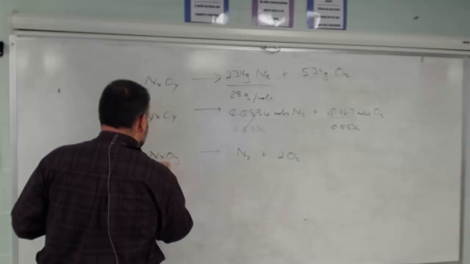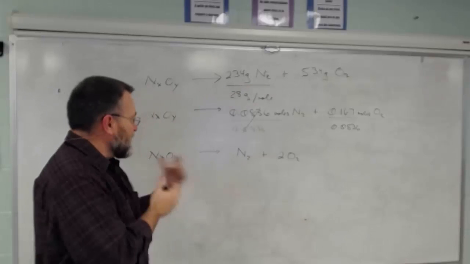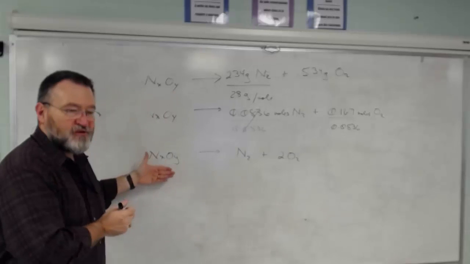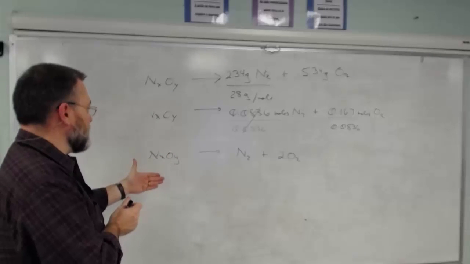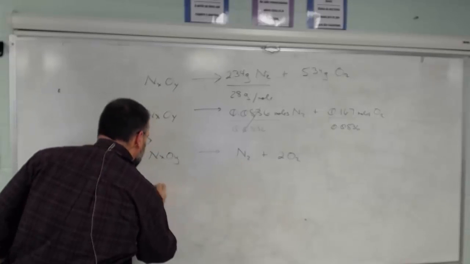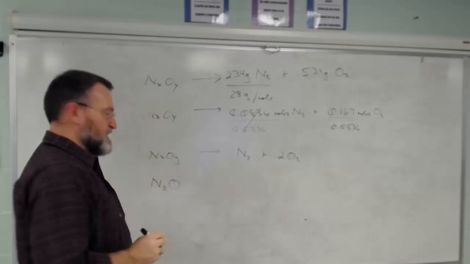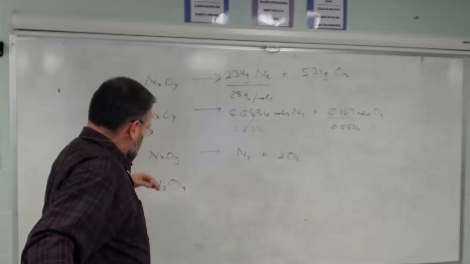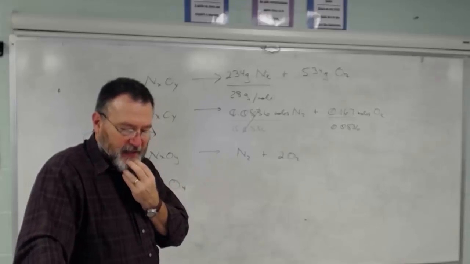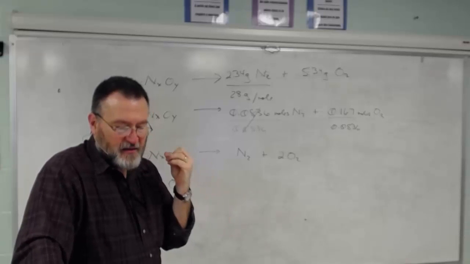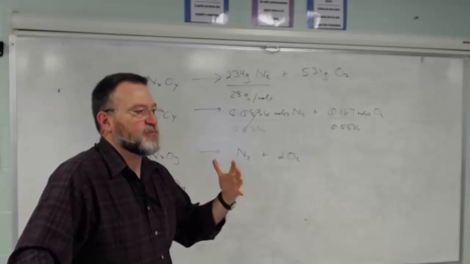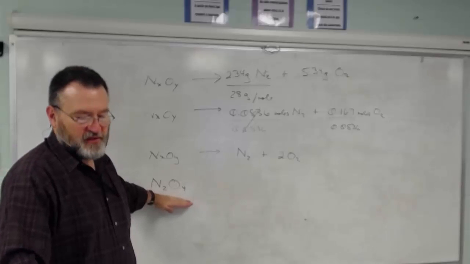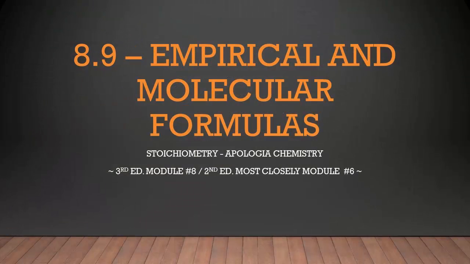Now that I've divided by the smallest coefficient, I'm trying to relate 1 mole of nitrogen gas and 2 moles of oxygen coming from 1 mole of this molecule. What must my subscripts be? X must be 2, because I've got 2 in the product. And what must my oxygen be? 4. N2O4, but these kind of experiments, it's going to tell you in here, can only determine the empirical formula. What we have here is actually a molecular formula. We have to convert this into the empirical formula. So the empirical formula here would be NO2.